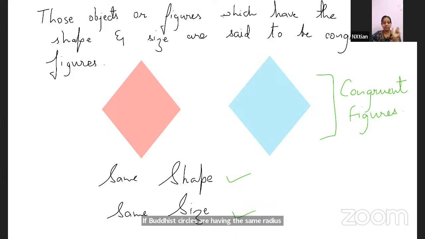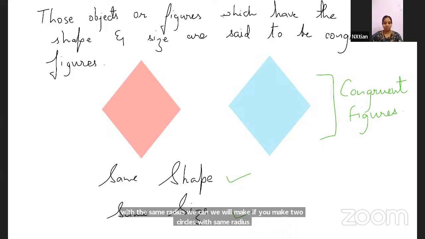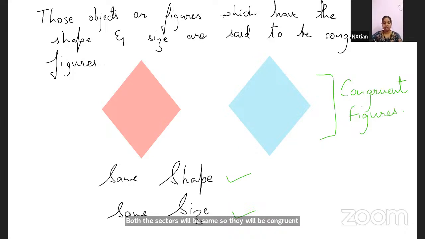Because if we make two circles with same radius, both the circles will be same in the shape and size. Both the circles will be same, so they will be congruent. So with its radius, same radius or same diameter, you can check that out. Also, sometimes it is checked by placing two figures on each other, to see if they are congruent or not. By placing two figures on each other, they should be perfectly placed on top of each other.